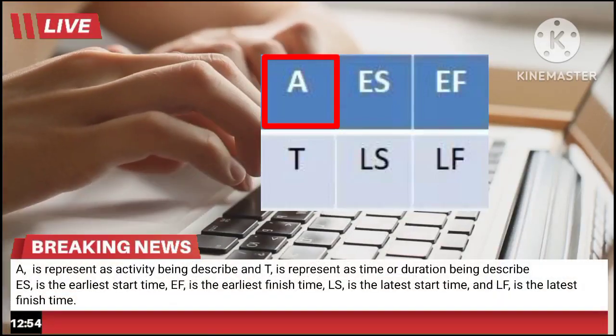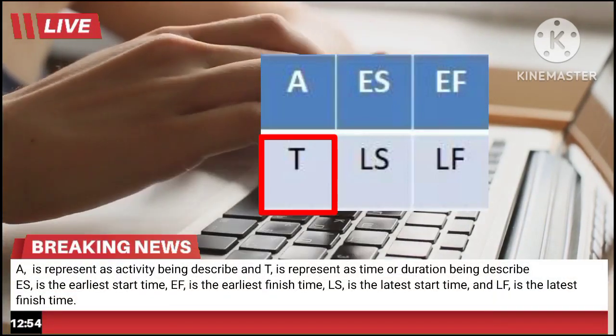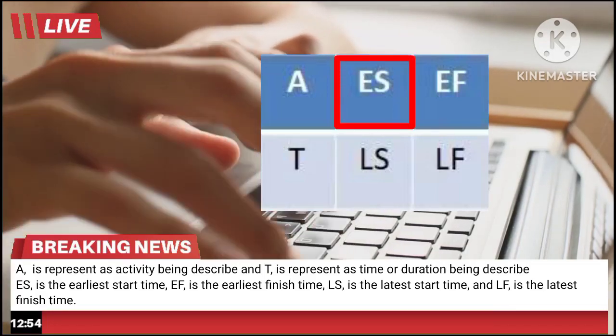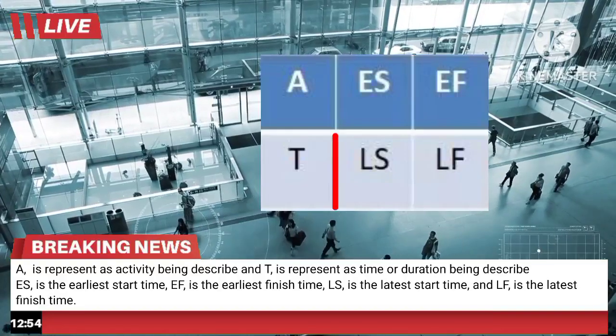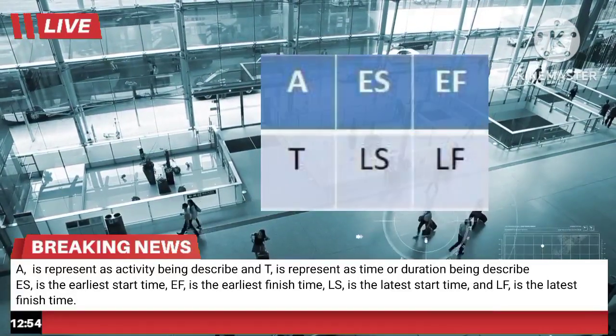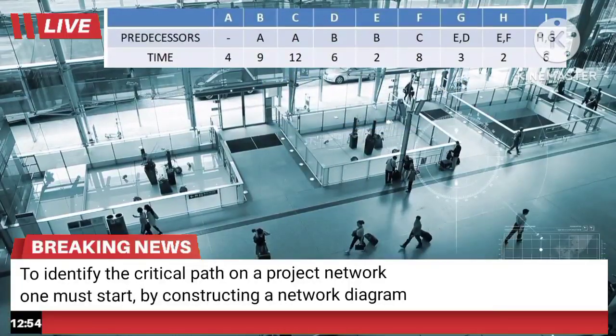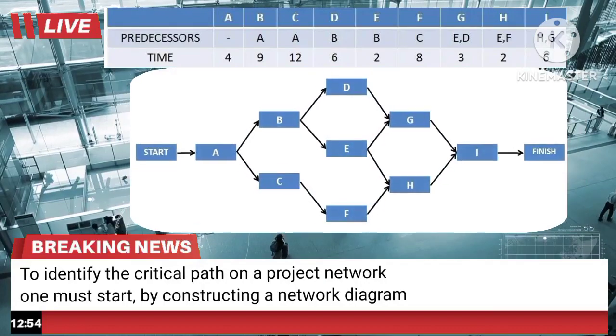After that, we will use the node convention here. A represents the activity being described, and T represents the time or duration being described. ES is the earliest start time, EF is the earliest finish time, LS is the latest start time, and LF is the latest finish time. To identify the critical path on a project network, one must start by constructing a network diagram.